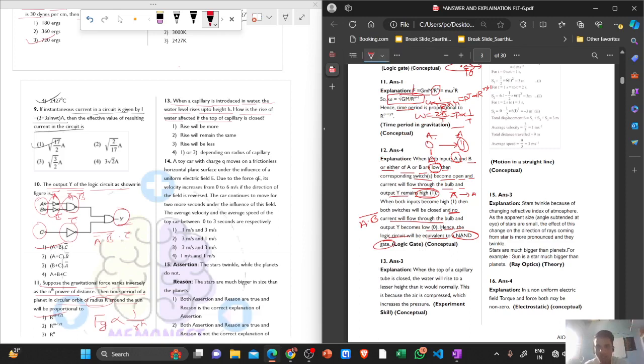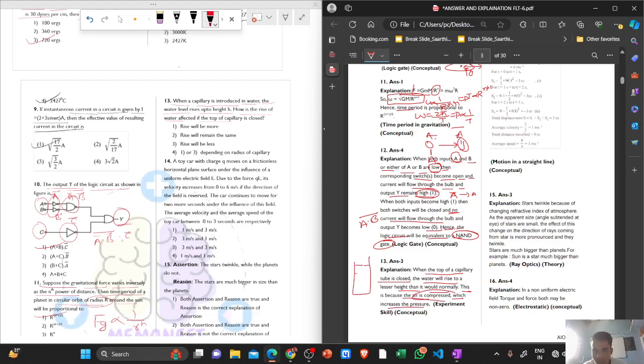Now moving to the explanation. When the top of the capillary is closed, the water will rise to a lesser height. Why? Because the pressure will increase. If the pressure at the topmost point is less, then it will rise more. If the pressure is high, then it will rise less than it would normally. This is because the air is compressed, which increases the pressure.